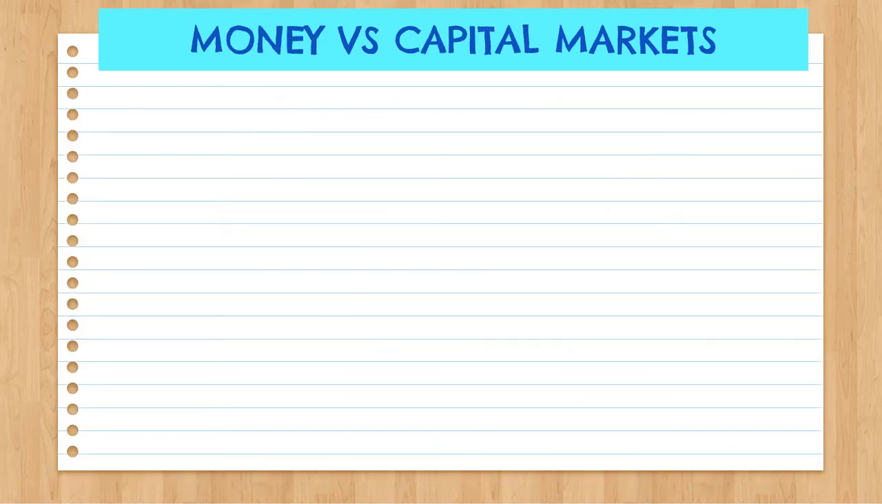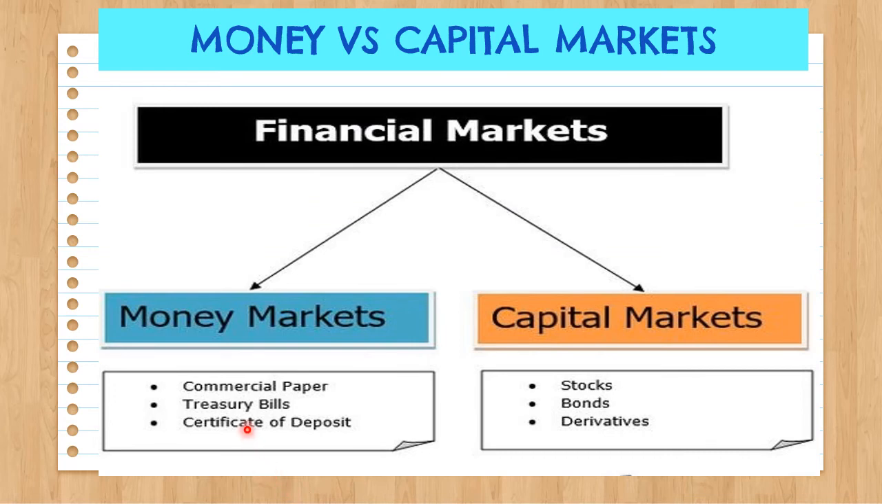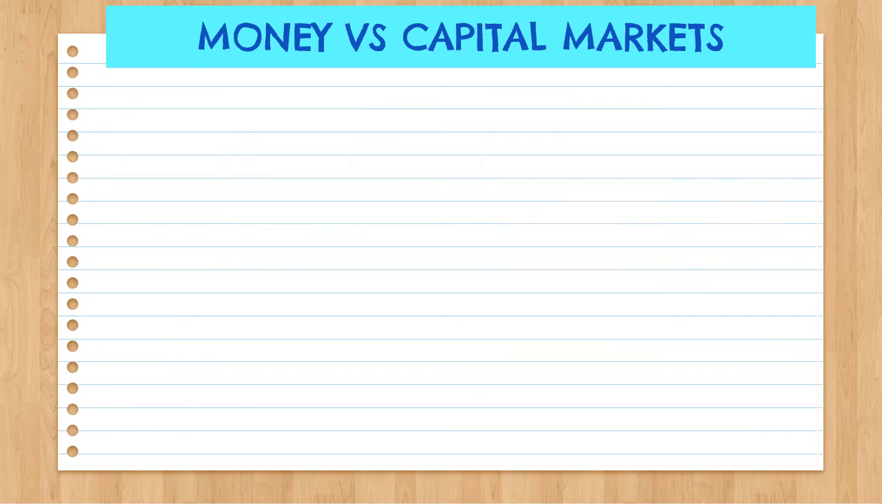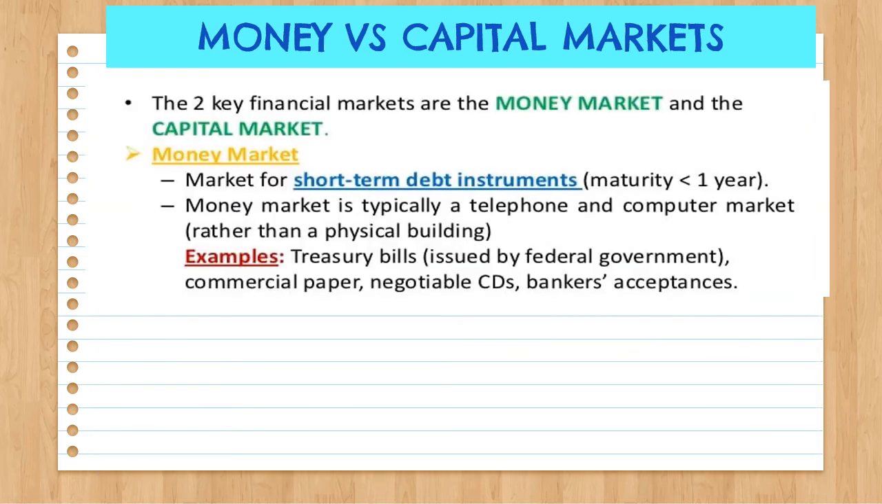Money versus capital markets. Money markets include commercial paper, treasury bills, and certificates of deposit. Capital markets are all about stocks, bonds, and derivatives. The money market is for short-term debt instruments, less than a year. The money market is typically a telephone or computer market rather than a physical building. Examples are treasury bills, commercial paper, and bankers acceptance.